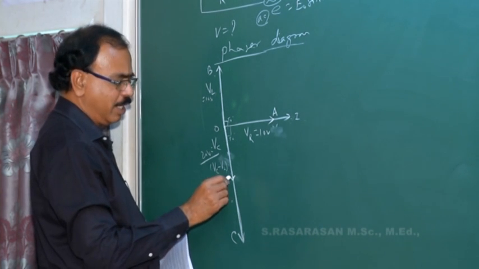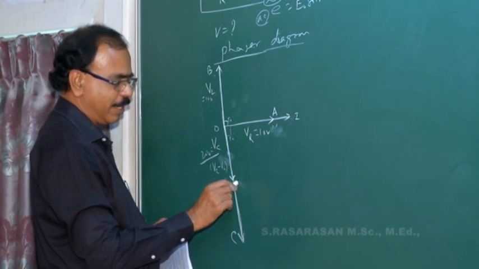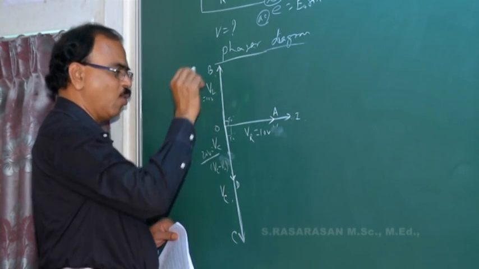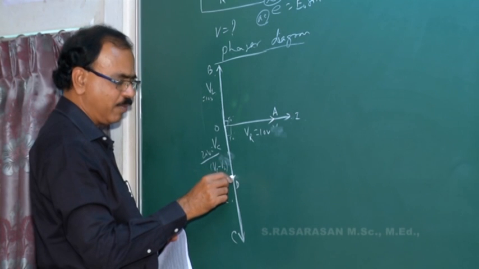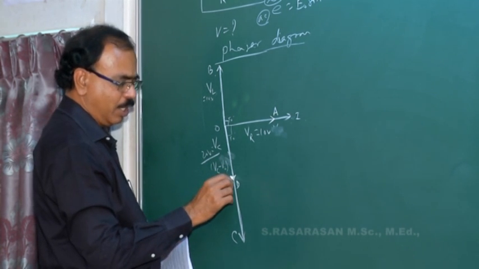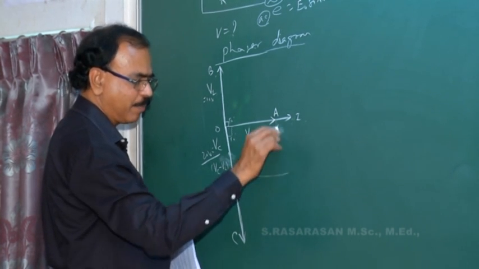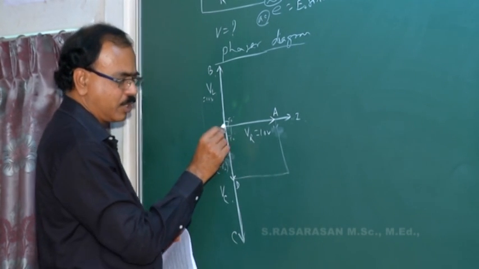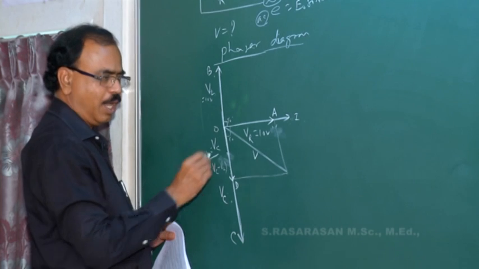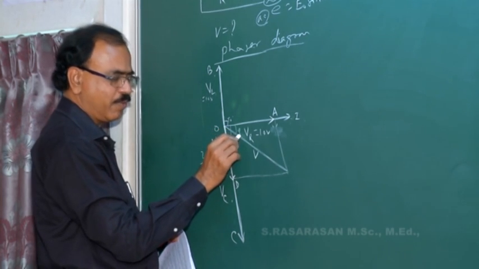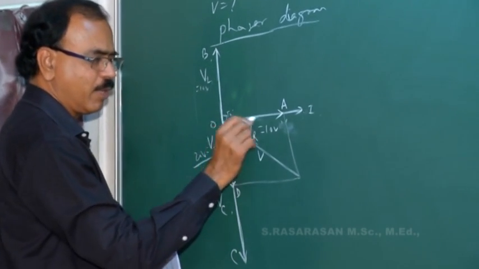Now let this point be D. So OB is VL, OC is VC. So OD is VC minus VL. To complete this parallelogram, this is the resultant. That is the effective voltage V. And this is the phase difference phi between the effective voltage and effective current.